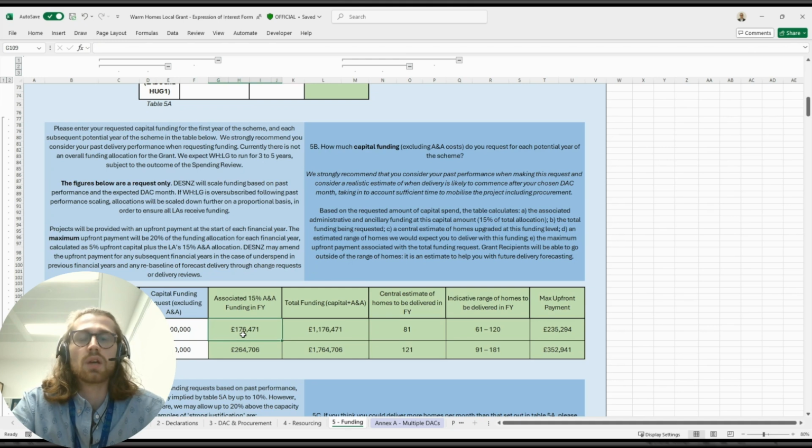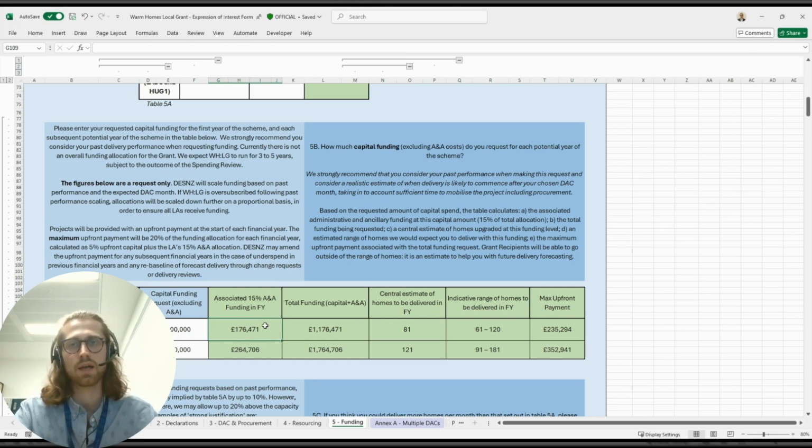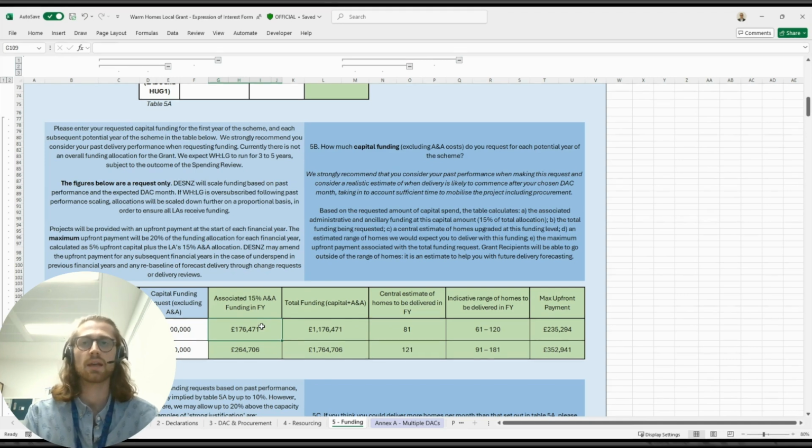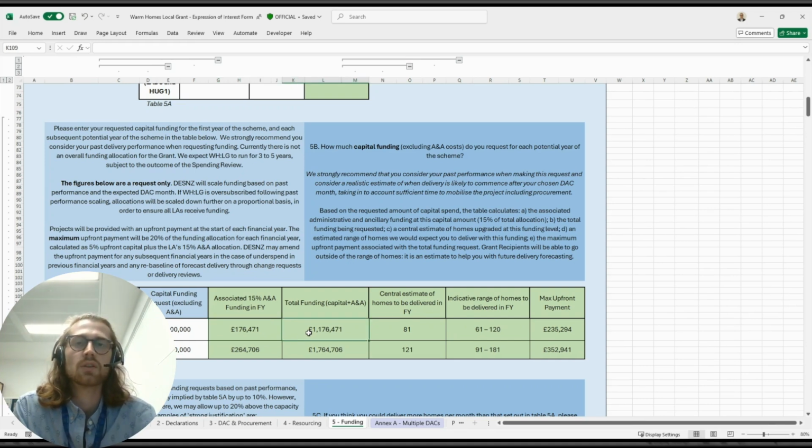So the rest of this table is in green, and that means that it's automatically calculated, as you'll have seen. So the table automatically adds the maximum 15% A&A allocation for the financial year, and then sums those two values to give the total grant funding that would apply to each financial year. And again, to stress, this is not a promise that this is the amount of funding you will get, but rather just calculating based on the funding request that you've submitted.